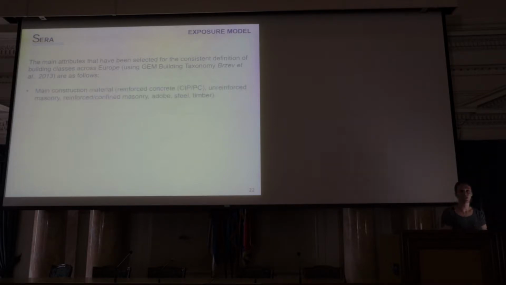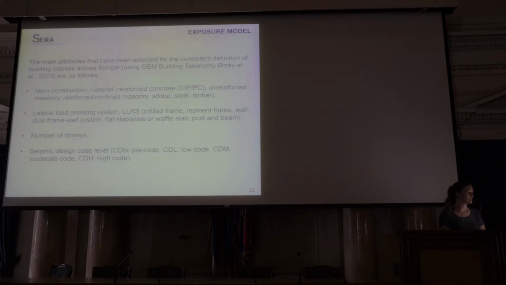So we're using the main construction material. This could be cast-in-place reinforced concrete, pre-cast concrete, unreinforced masonry, reinforced masonry, confined masonry, adobe, steel, timber, and so on. We describe the lateral load resisting system. Is it an infilled frame? Is it a wall or a dual wall frame system? Or is it more of a post and beam where there's not really a moment frame system? The number of stories is important as well. The seismic design code level is something that we're assigning to the buildings.